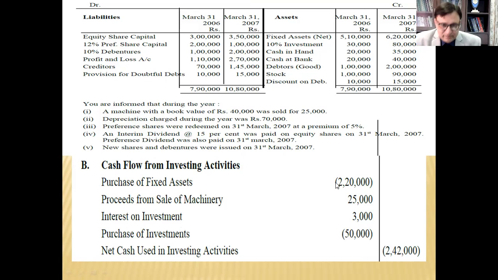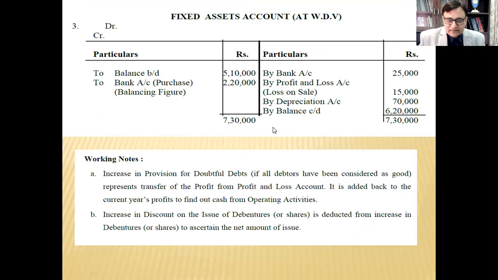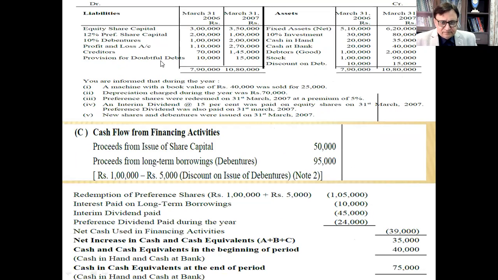In this way, in the second part, we find out the cash from investing activity. Now let's move to the third part, that is cash flow from financing activities. Here also I have just highlighted the question on the front, and then the C part. Let's see, equity share capital, which was earlier 3 lakh, is now 3,50,000. It means 50,000 has been realized from the issue of share capital.